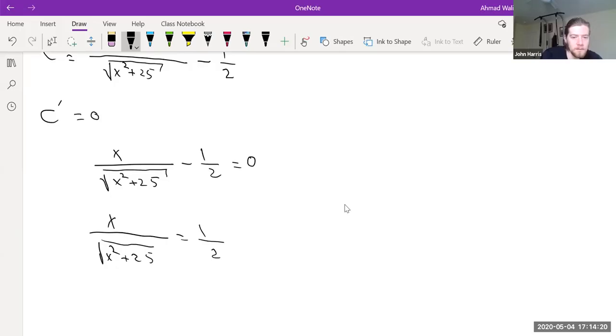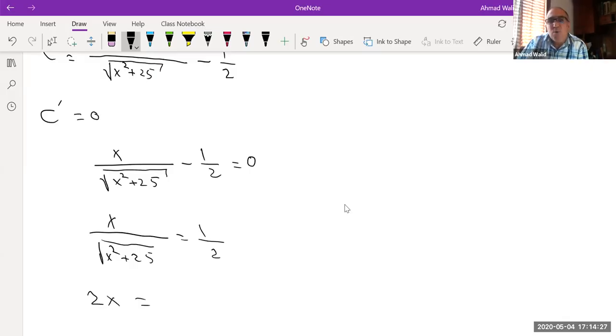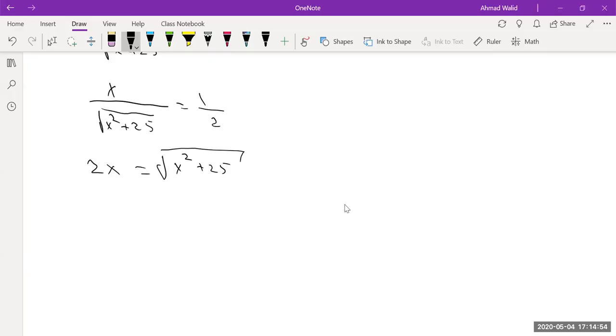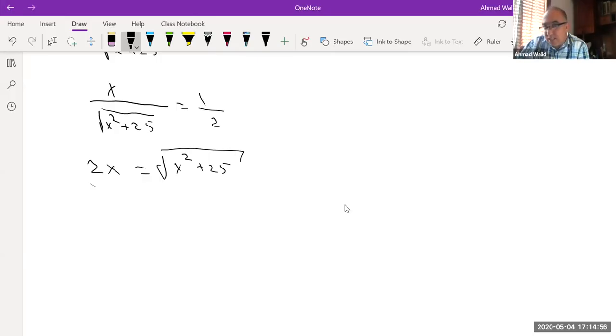Proportion. Excellent, right? It's a proportion. It means you can do cross multiply, correct? It means you can write 2 times x equals 1 times the square root of x squared plus 25. Do you remember your intermediate algebra, college algebra? It's an equation involving what? Radical. How to solve? Raise both sides to which power? The power of the index, right? Whatever the index is. It means here, square it.